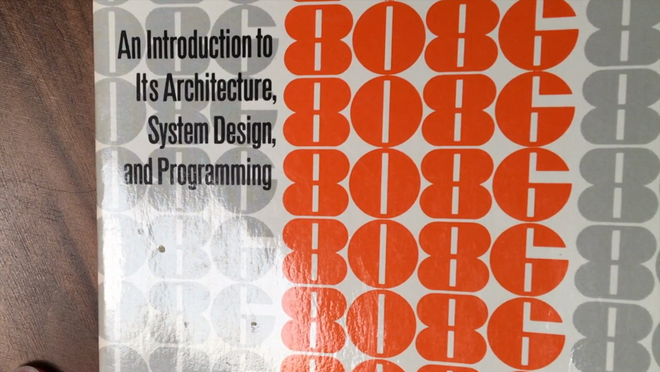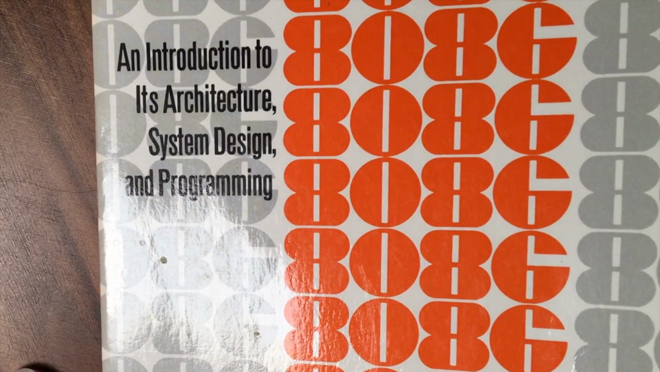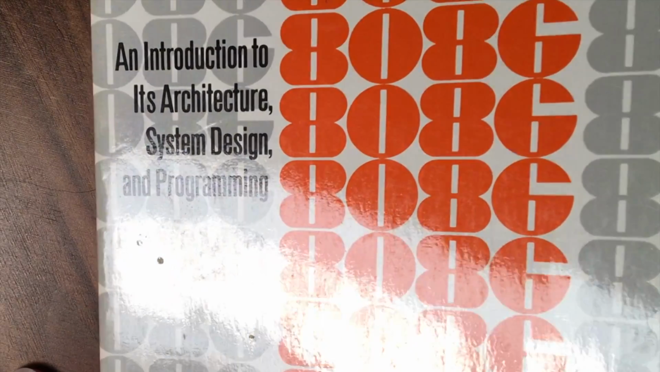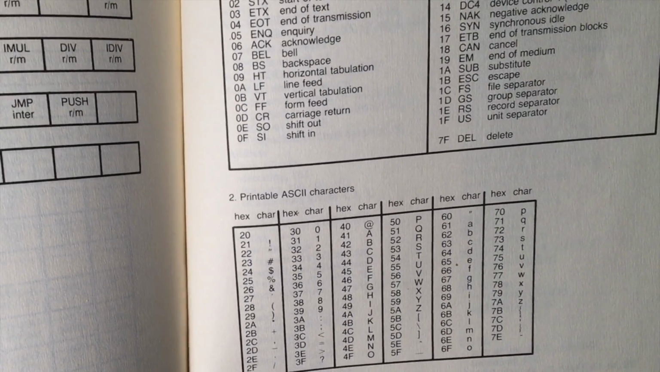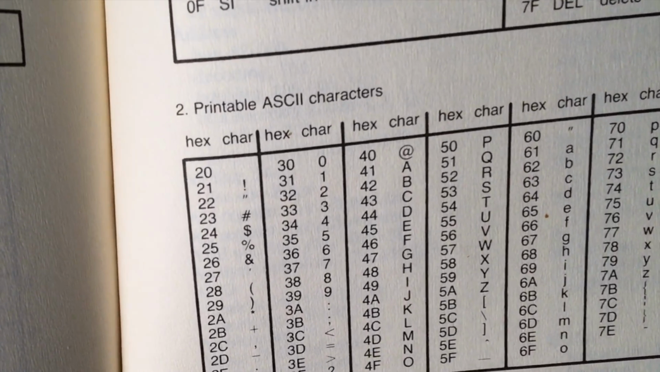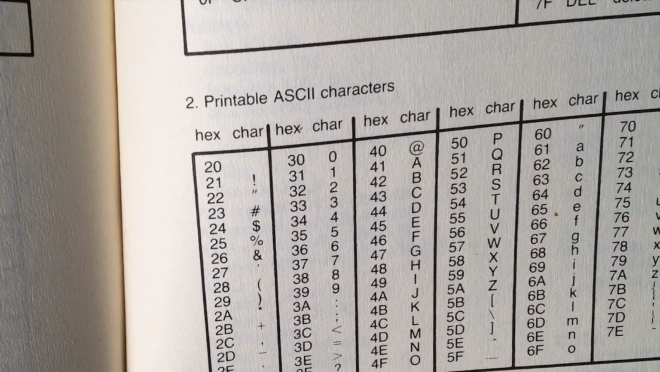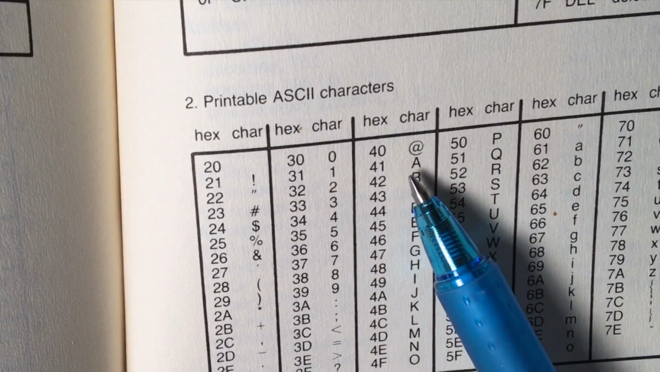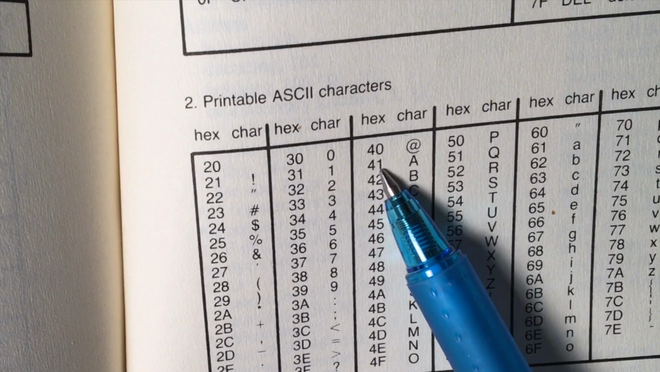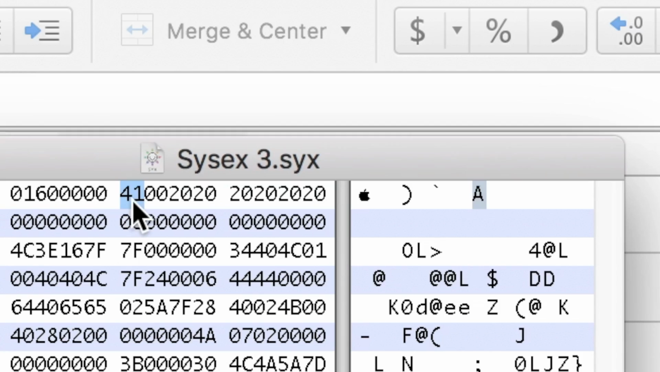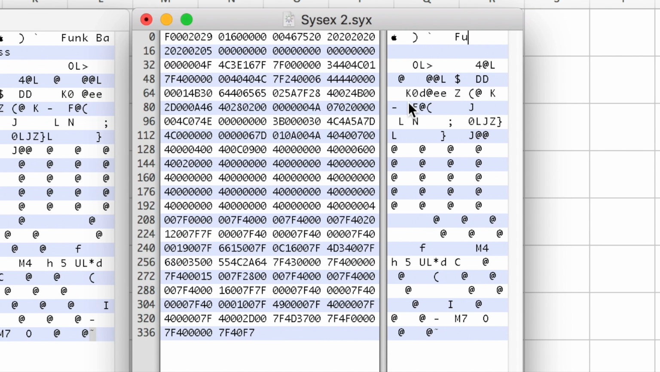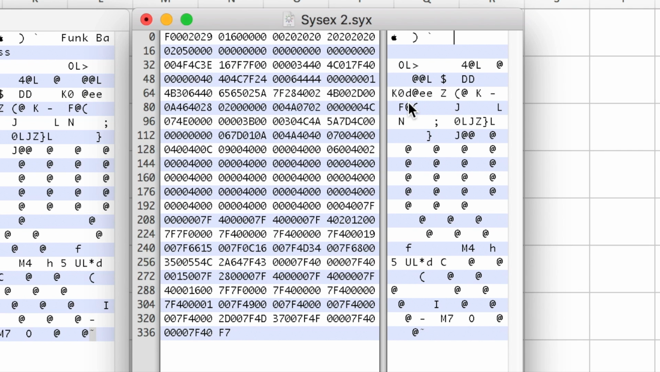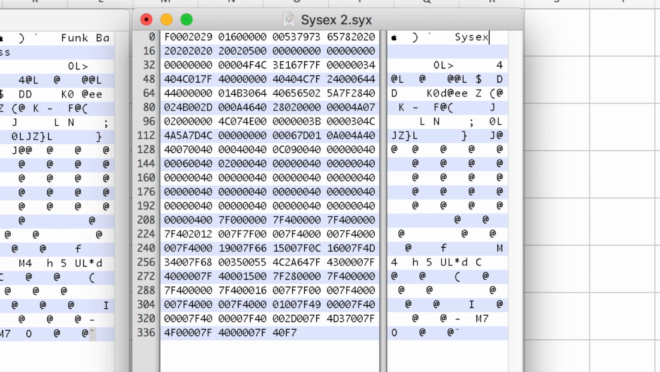So this is my old 8086 book that was copyright 1980, and even back then we had the ASCII codes in hexadecimal. You can see right here that an A is 41 hex. Okay, right there, I typed an A in and 41 popped up. I'll just delete out that funk bass right there, and I'll name it Sysex 2.